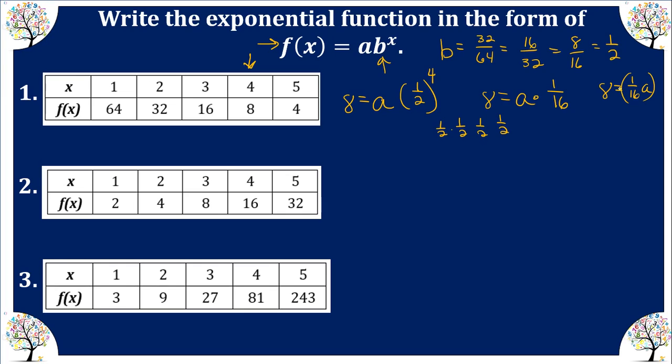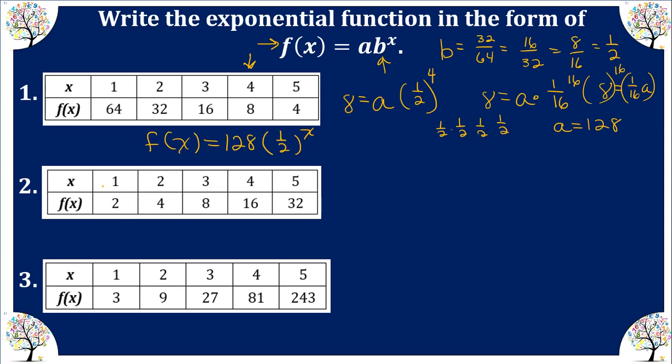And now we're going to multiply both sides by the reciprocal, 16. So let's take your calculator, and I'm going to multiply 16 times 8, and this gives us 128. So my A value is 128. So I can put that all together. F of x equals the A value of 128 times my multiplier of 1/2 raised to the x.